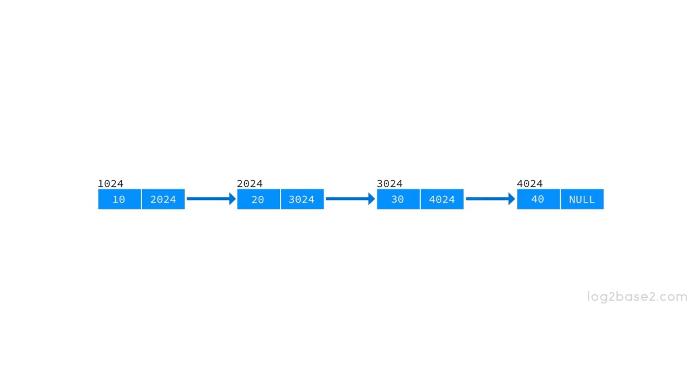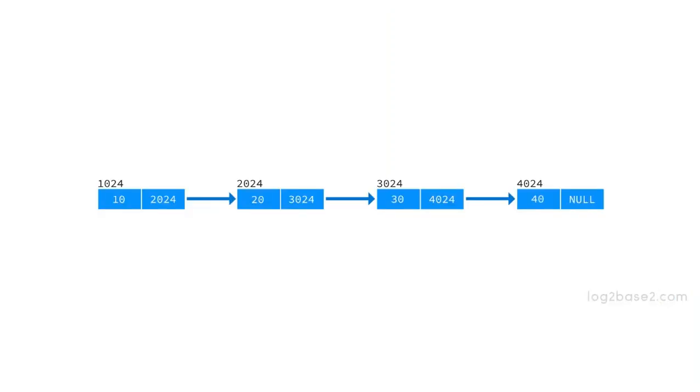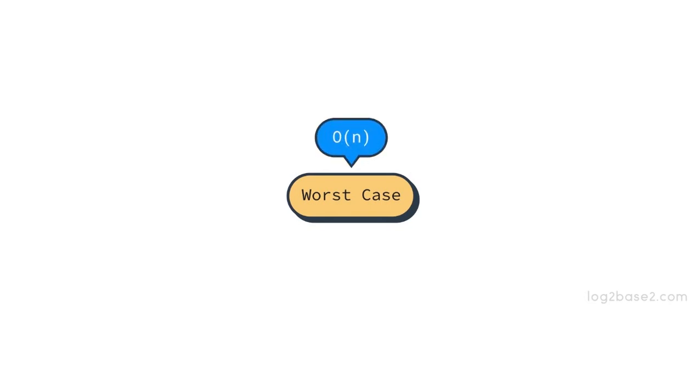The best case is when the search key is present in the first node itself. So the while loop needs to execute only once, so the best case time complexity will be order of 1. The worst case is when the search key is present in the last node. So the while loop will work n times if you have n nodes. So the worst case time complexity will be order of n.